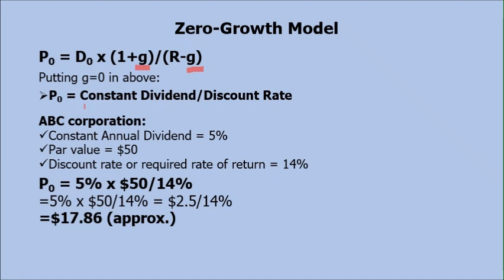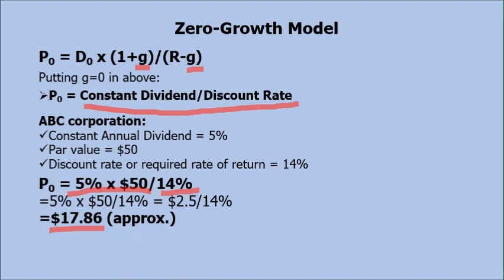Therefore, for a zero growth model, P0 is equal to the constant dividend, even today or tomorrow or after 1 year, it all remains the same. After 10 years also it is the same. So you're using the constant dividend and dividing that by the discount rate. Therefore, if the discount rate is 14%, the intrinsic value of ABC shares is 5% into $50, which is basically the dividend, divided by 14%, and the value comes to $17.86, the intrinsic value of the shares today.